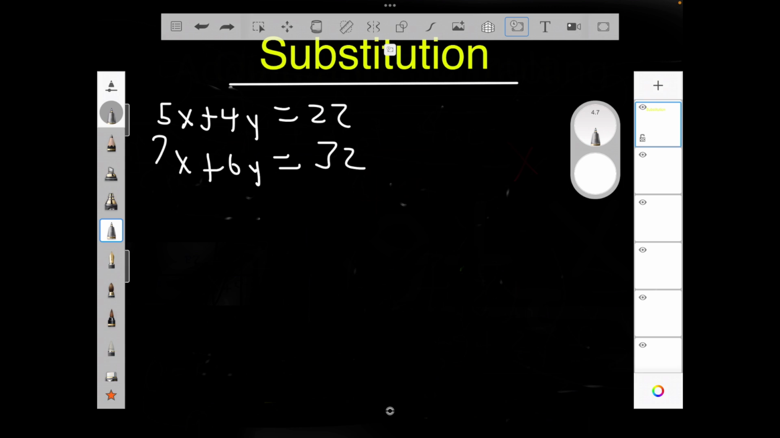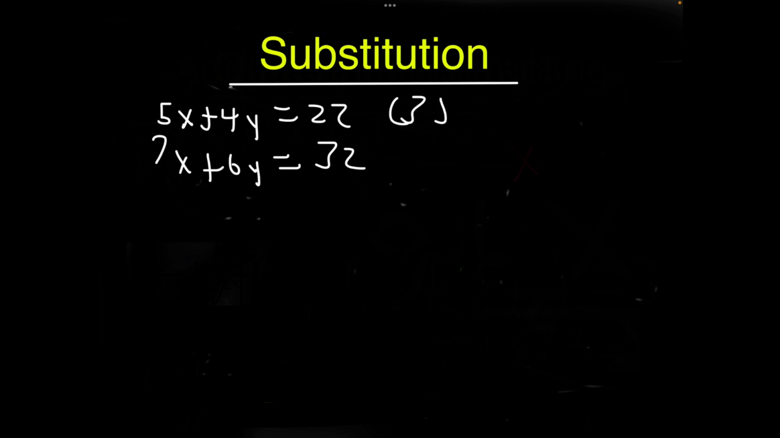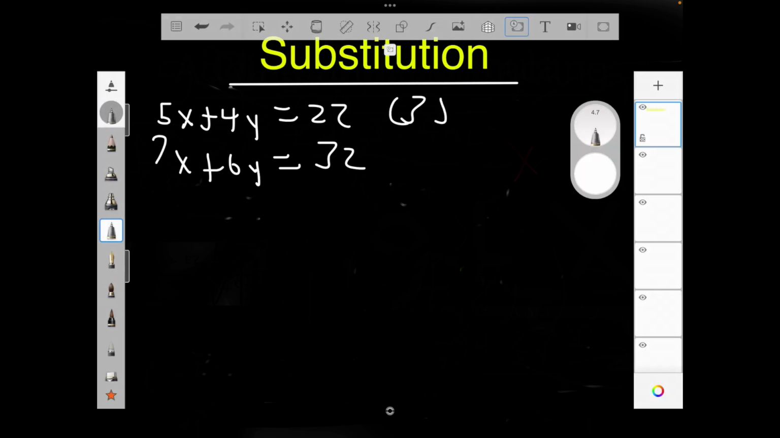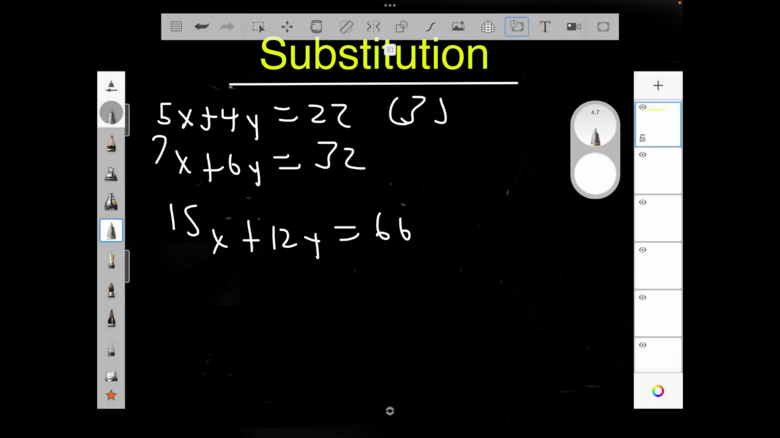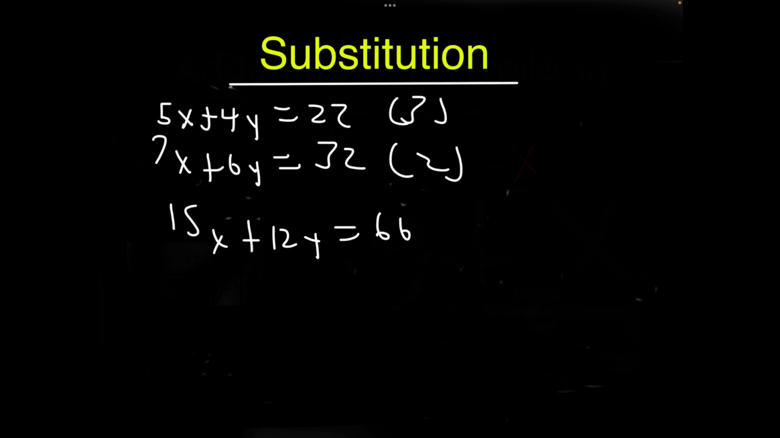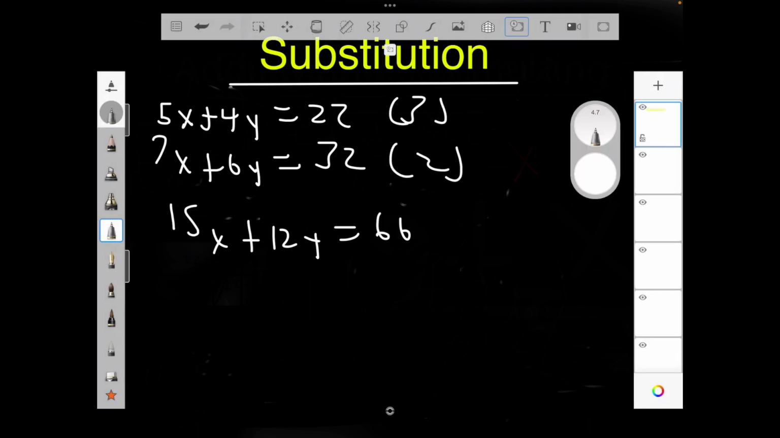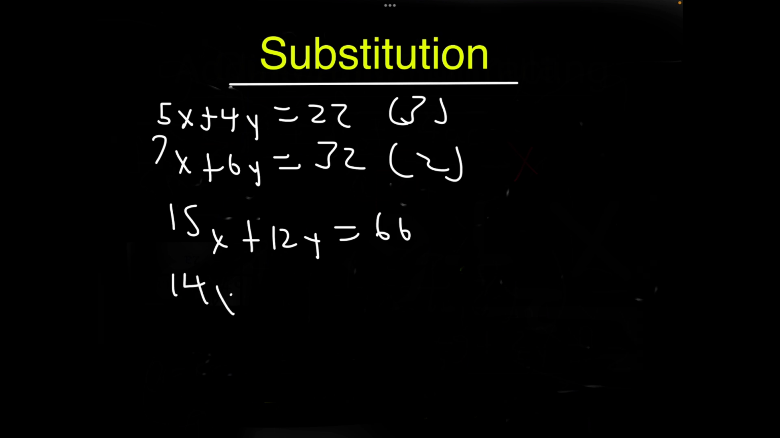So what would we need to multiply the first equation by to get 12y? That would just be 3. So if we multiply the entire equation by 3, we would get 15x plus 12y equals 66. So for the second equation, what do we need to multiply to get 12y? That would just be 2. Because 2 times 6y is 12y. So that would just be 14x plus 12y equals 64.